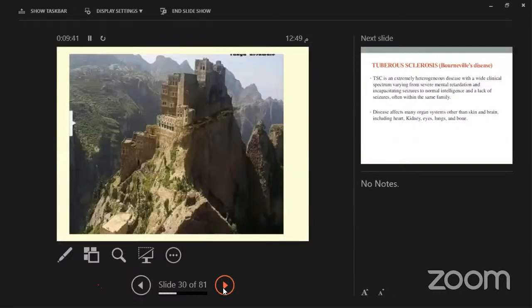Okay, this is a nice picture, similar to a plexiform neurofibroma. It looks like it, but this picture is from our country and reflects the grade of the lesion. It looks like a plexiform neurofibroma.